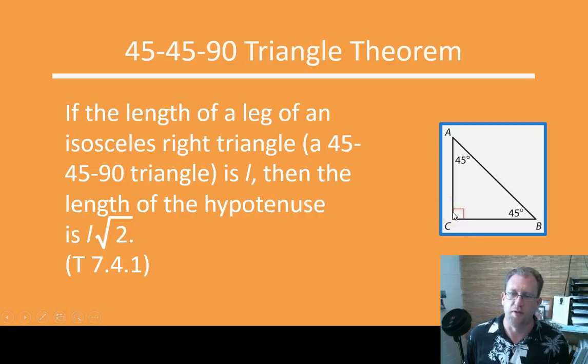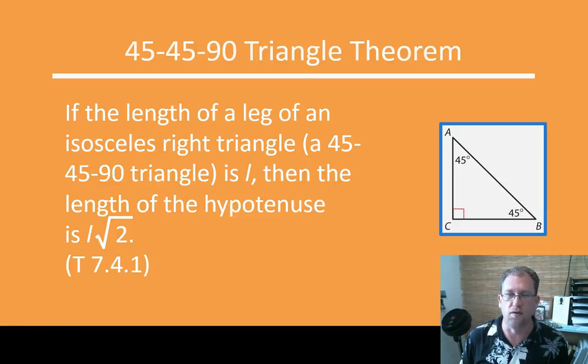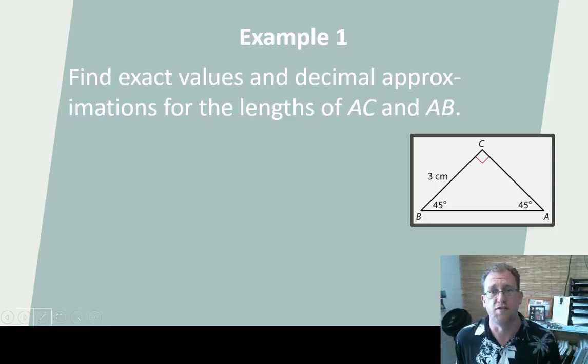L squared plus L squared would be 2L squared, right? And so if we then square root that to get the hypotenuse, the square root of 2L squared, L can come out because it's squared. So L comes out, and 2 has to stay in the radical, unless you want to get the decimal equivalent of that. So radical 2 times the length of one of the legs will give you the length of the hypotenuse. So that becomes very handy. You can figure out the length of the hypotenuse really easy. So let's do an example with that.